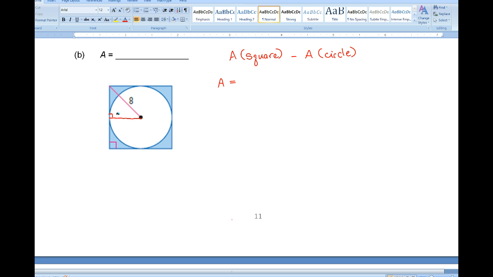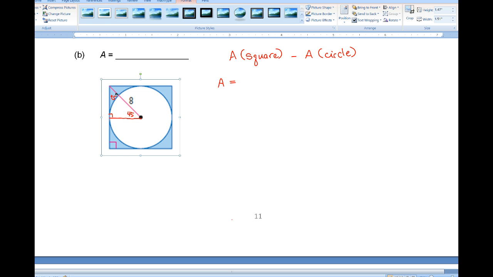It's always going to be a 45, 45, 90. This is 45. This is 45. So if the hypotenuse is 8 in a 45, 45, 90 triangle, how do you find the side length? Okay, so the hypotenuse you multiply by root 2. So this is 4 root 2. And this would be 4 root 2, which means the entire side length of the square would be 8 root 2. Did I do that too quickly, or are we okay?